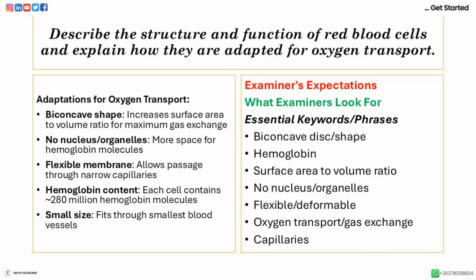So as an examiner, what is it that they look for? Examiners must look for essential keywords or phrases. In this context, they are looking at the biconcave disc or shape, the hemoglobin. Have you mentioned the surface area to volume ratio? Have you mentioned the absence of nucleus or organelles, the flexible or deformable? Also looking at oxygen transport or gas exchange, and even its passage flexibility within the capillaries.